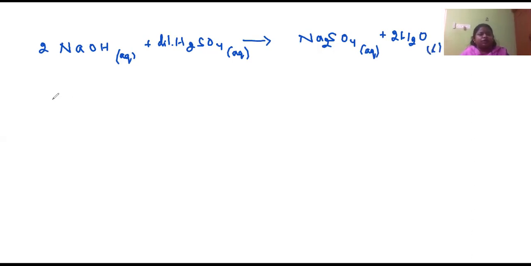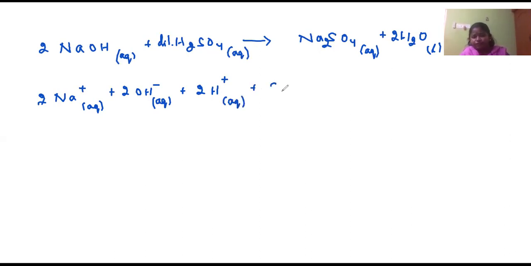Now write the ions here. 2Na plus, Na is plus, and the state symbol is aqueous. Plus 2 moles of OH minus, which is again aqueous. Now H2SO4. How many hydrogens? Two hydrogens, so 2H plus, the positive ion, the cation, again aqueous. Sulfate: how many sulfates? There is only one sulfate, so SO4 2 minus. What is the charge? 2 minus, again aqueous.